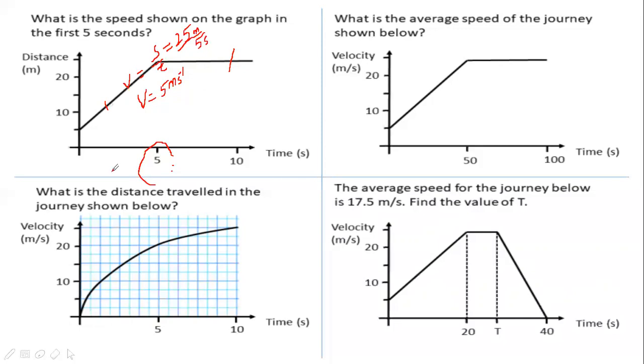What is the distance traveled in the journey shown below? You have to calculate the distance traveled during this journey. In this case, velocity is given and time is given. So you should calculate distance from this journey. First, you have the initial velocity, which is 0.